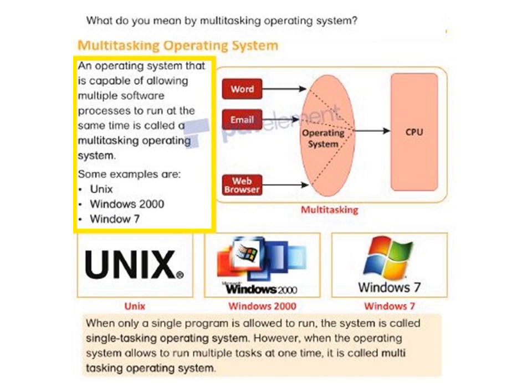So, look at the diagram on the right hand side. Let us say Word, email, web browser, everything is open. Through one operating system, it is relating all those tasks to the CPU. That is multitasking. It is doing more than one task at one time. When only a single program is allowed to run, the system is called a single tasking operating system.